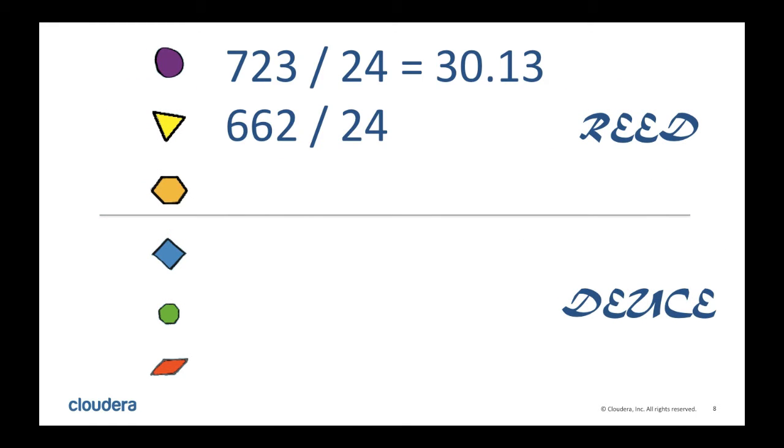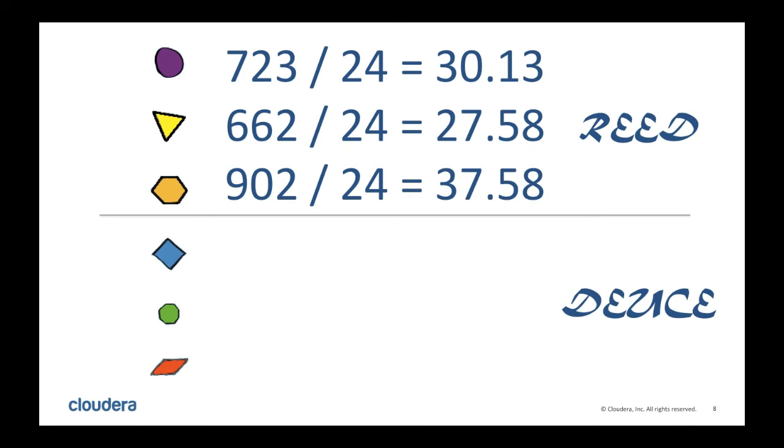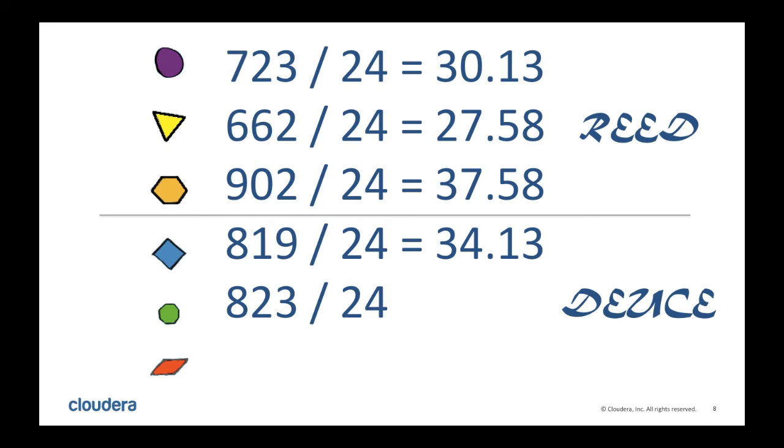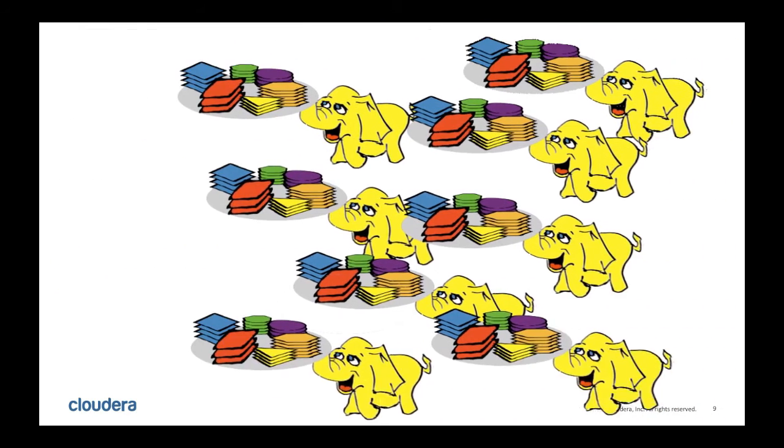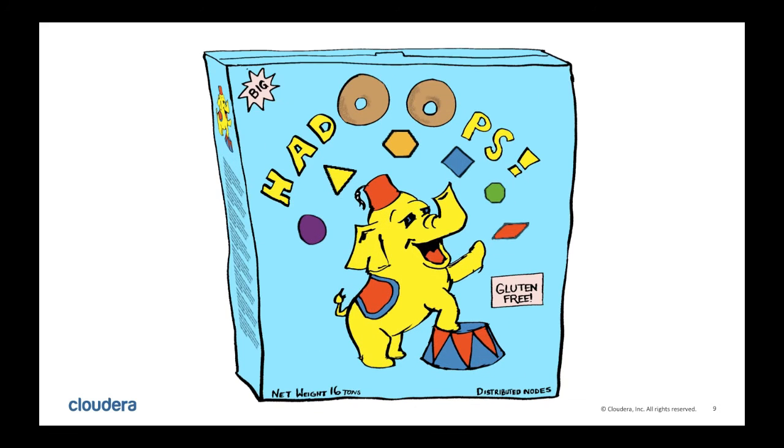First, they counted all the candy bits of each type. Then, they divided the sum of each candy element by 24, the total number of cereal boxes. This gave them the average number of each type of candy in a typical box of Hadoop cereal. By spreading the workload around and working in parallel, Hadoop and his cluster were able to quickly and accurately accomplish what had been a serial task.